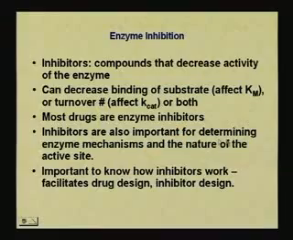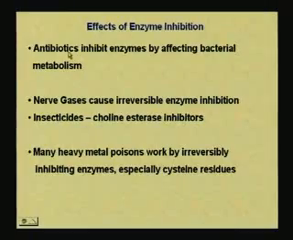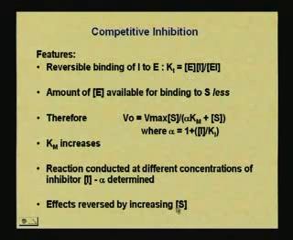Inhibitors are also used to determine enzyme mechanisms and also for the nature of the active site. Okay? And of course, it is extremely important to know how these inhibitors work, because this can facilitate drug design and inhibitor design. Okay? For example, what are the effects of enzyme inhibition? The antibiotics, what do they do? They inhibit the enzymes by affecting bacterial metabolism. Okay? So if I increase the substrate concentration to a large enough value, then the free enzyme can react with the substrate to form the normal products in the normal way it would.